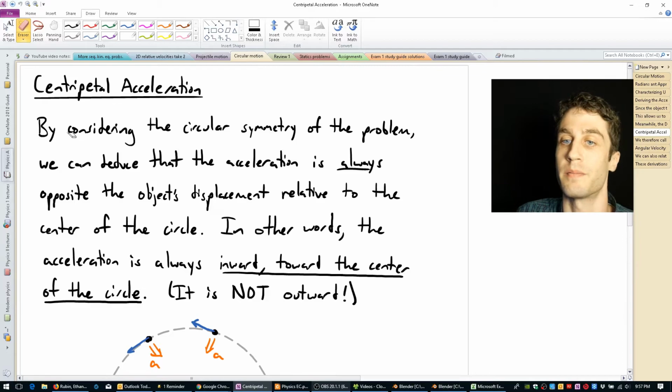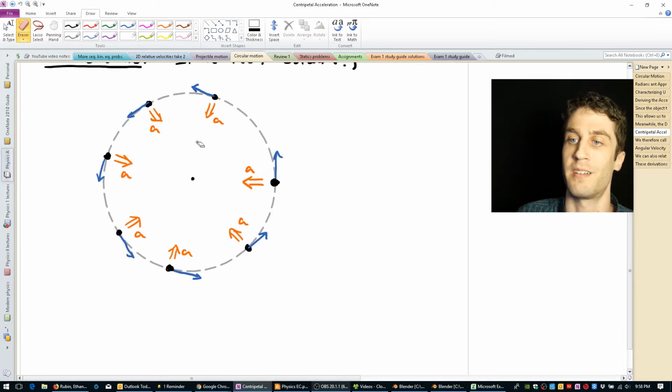Centripetal acceleration. By considering the circular symmetry of the problem, we can deduce that the acceleration is always opposite the object's displacement relative to the center of the circle. In other words, the acceleration is always inward towards the center of the circle. It is not outward. So, it was displaced to the right, and it accelerated to the left. It could be displaced upwards, and it will accelerate downward. It could be displaced to the left, and it'll accelerate to the right.